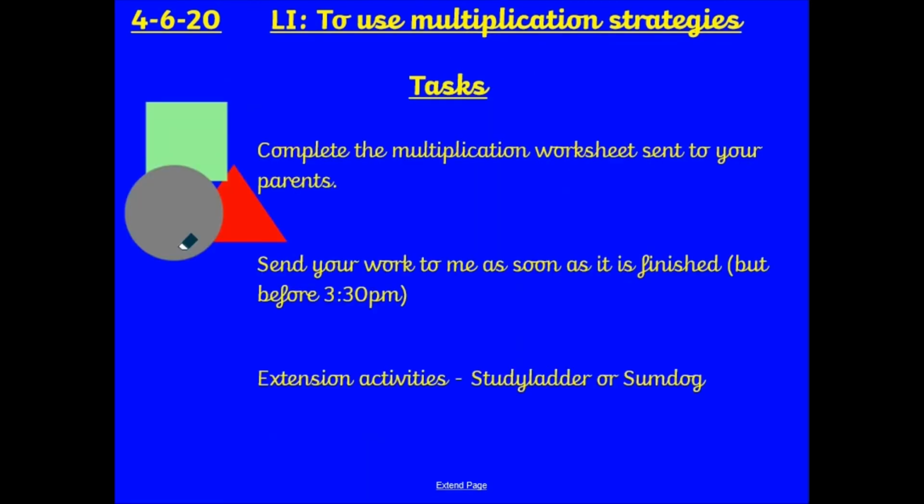Now, you can go and have a go at your work, which does involve all of these questions. You may use the grid method, or you may use the column method. Whatever one is most suitable for you.